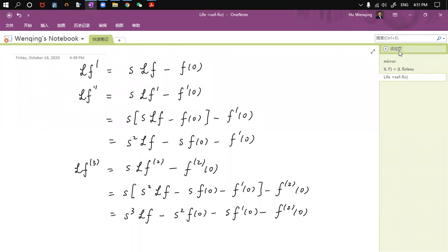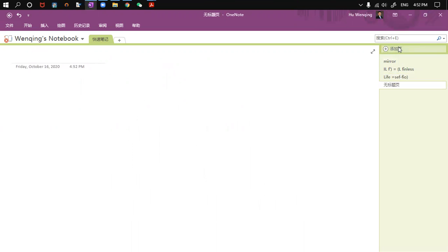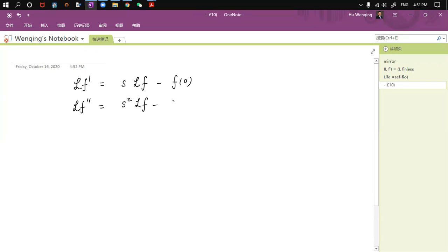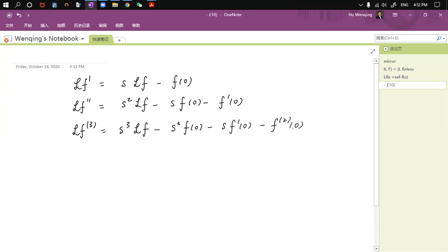Let's re-summarize these identities. You can see that this forms a tower of identities that has some underlying rules. The Laplace transform of f prime is equal to s times the Laplace transform of f minus f of 0, and the Laplace transform of the second derivative is equal to s squared times the Laplace transform of f minus s f of 0 minus f prime of 0. And the third derivative is equal to s cubed times the Laplace transform of f minus s squared f of 0 minus s f prime of 0 minus the second derivative of f at 0. Is that good for everybody?